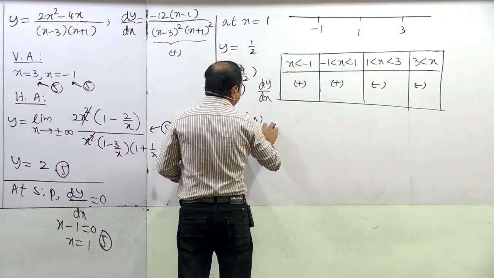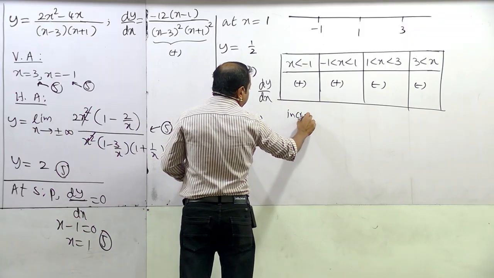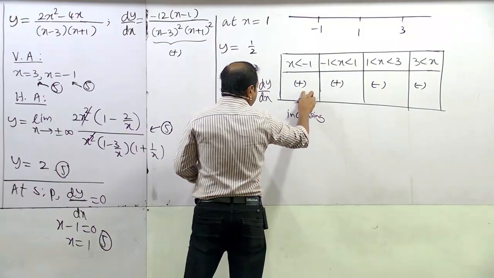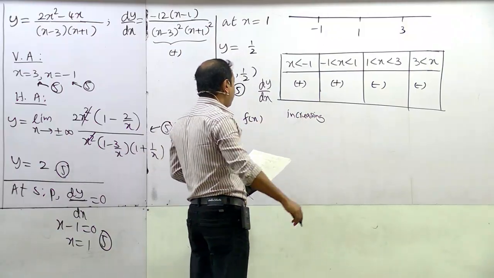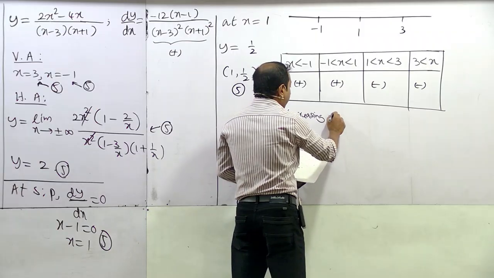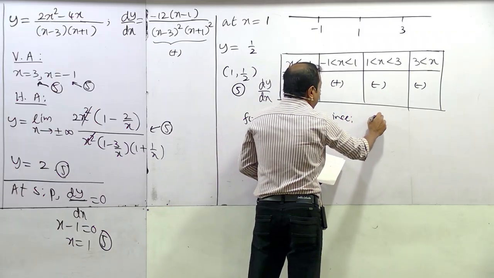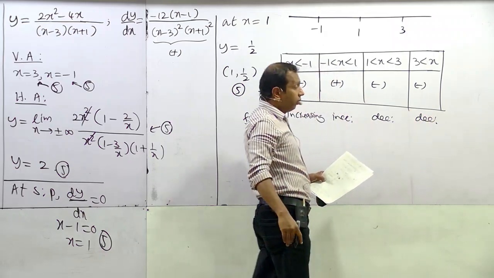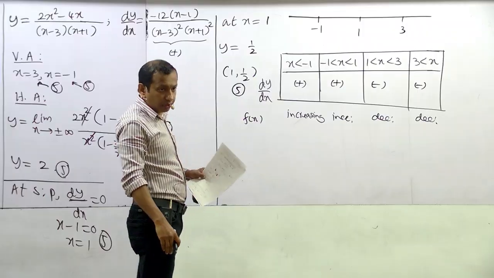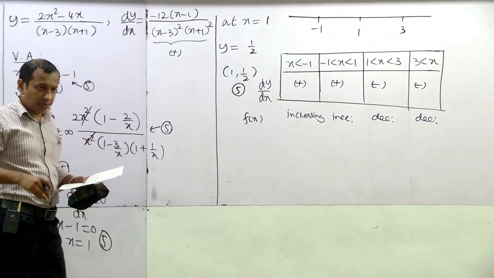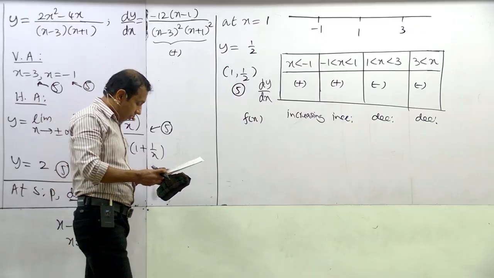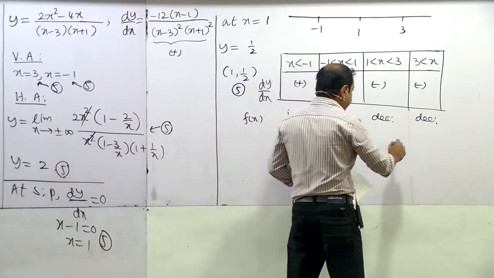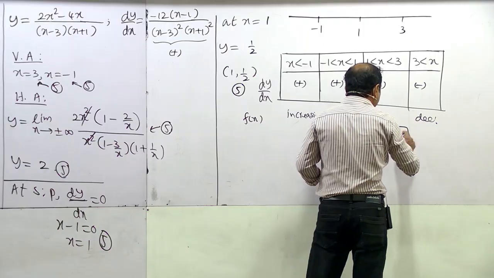Gradient positive means f(x) increasing, no? Dy by dx positive means f(x) increasing. This also increasing. Here decreasing. Here decreasing. Gradient negative means graph decreasing. Gradient positive means graph increasing. Graph means f(x). Right. For this we get 10 marks, for the table including all this data.